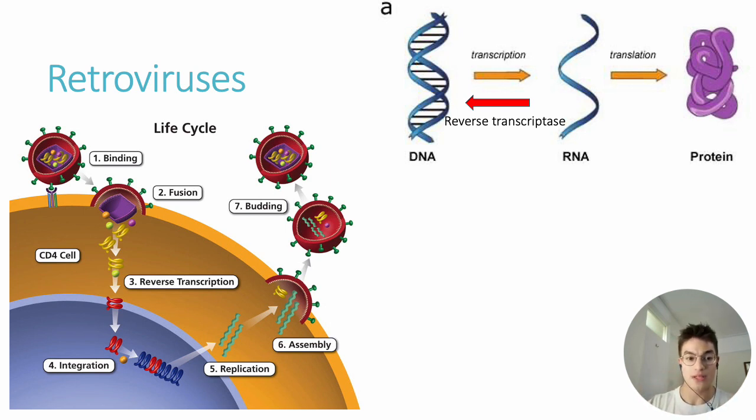So this purple square is called a capsid. We'll talk about this in the next slide. But this capsid contains a whole bunch of nucleic acids and some enzymes. So RNA is released into the cell, which is what the yellow swirls are here. That RNA is reverse transcribed into DNA. Then that DNA is integrated into our own DNA.